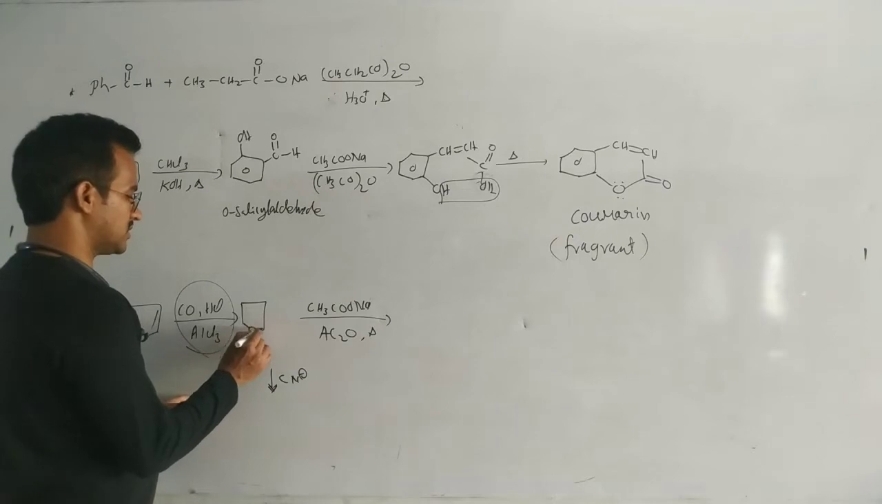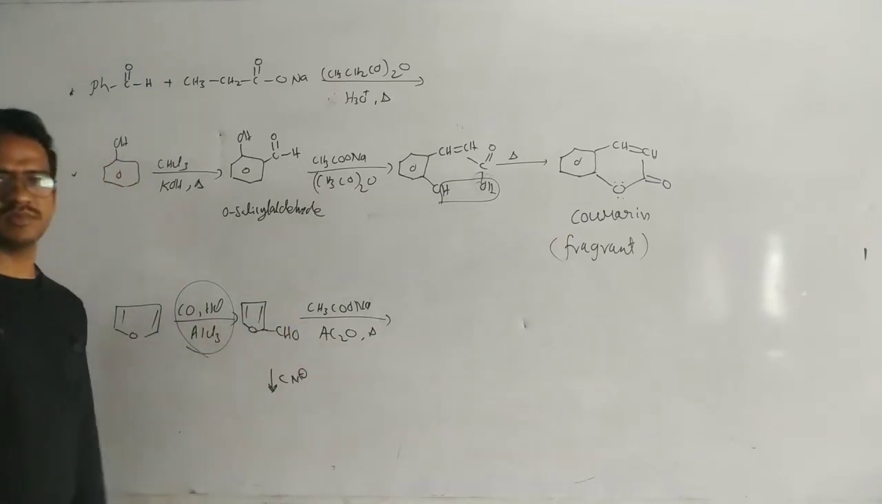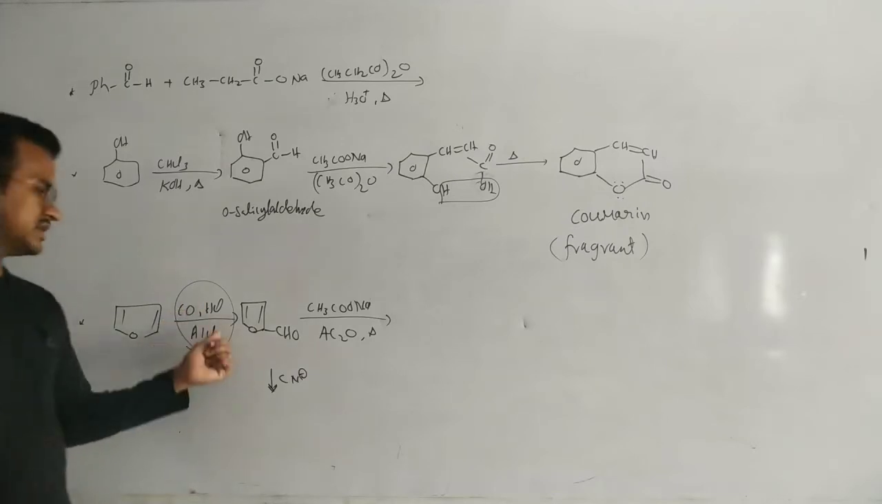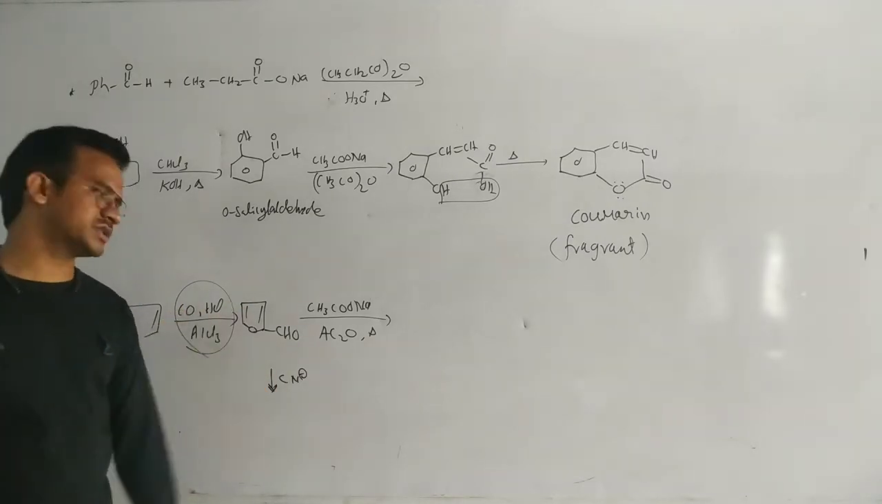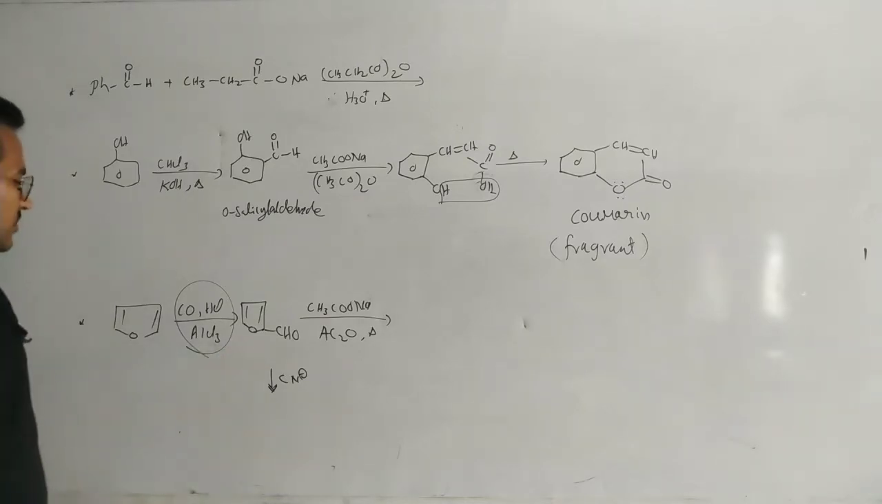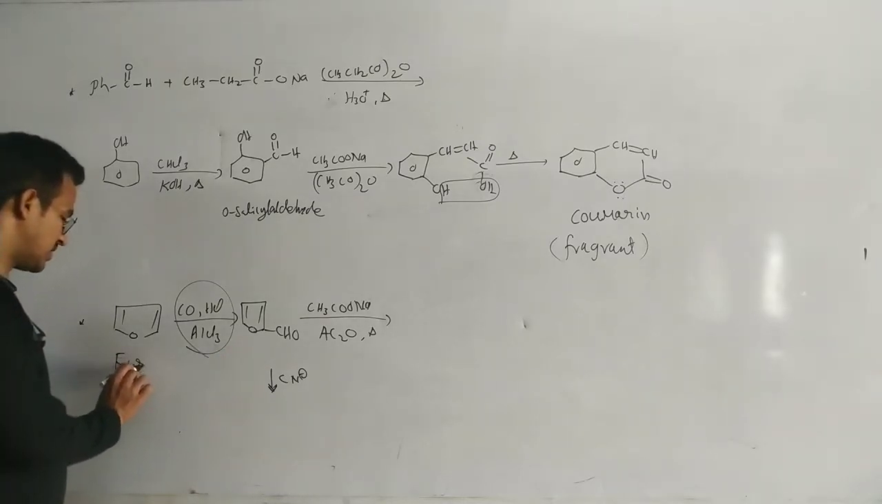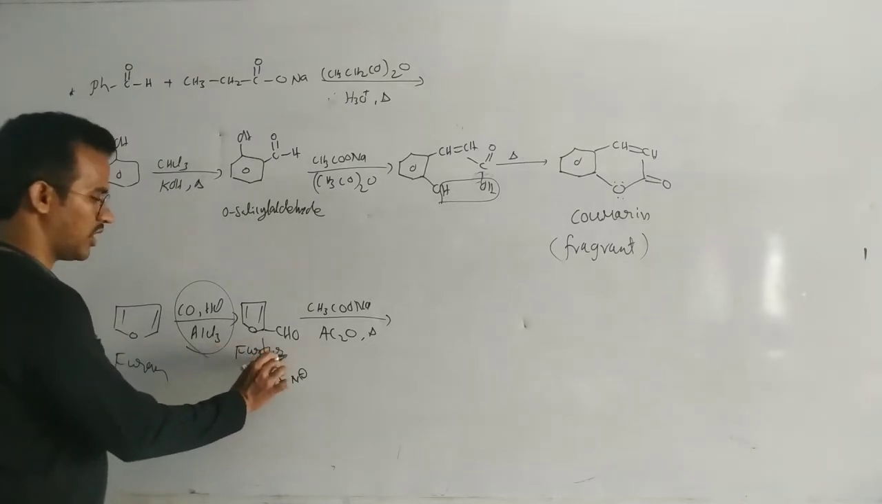Gattermann formylation means here we will get the aldehyde, the CHO group, at the second position. Benzene on treating with CO, HCl, AlCl3, the CHO group is introduced on the benzene. It is nothing but formylation of the benzene. We get the benzaldehyde. In this case here, furfural. This compound is known as furan. This compound is known as furfural.